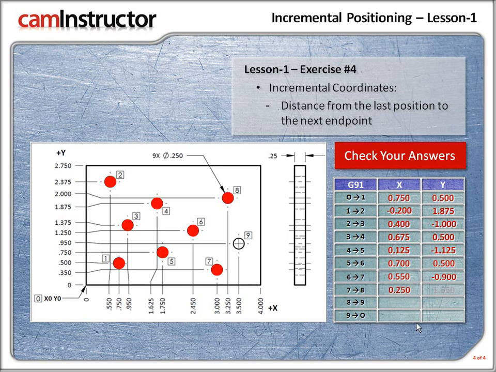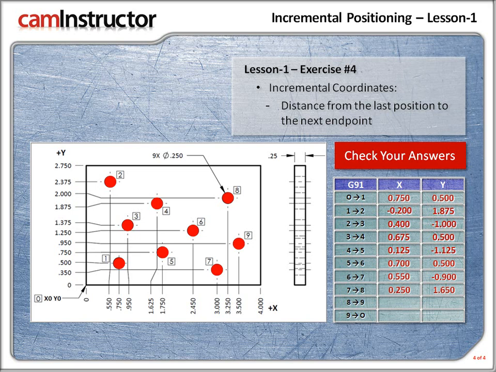Now, how much would you move in the y-axis from 7 to 8? Positive 1.65. So, how do we get that? Here's this 2-inch dimension. So the 2-inch dimension minus the 0.35 dimension, you'll end up with 1.65. Looking good. Next up, 8 to 9.